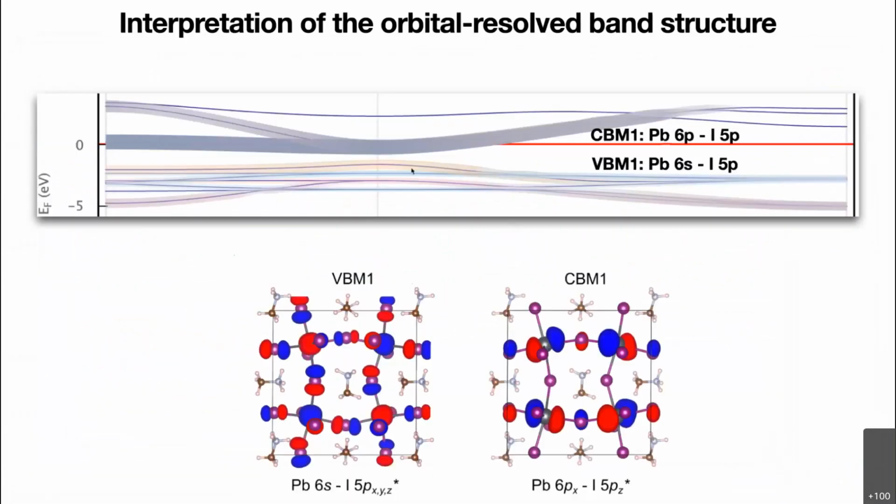So yeah, look at this band structure. We can see that the valence band maximum is a mix between lead 6s and iodine 5p orbitals, which is in good agreement with my previous paper, and the conduction band also shows good agreement with my previous calculation.